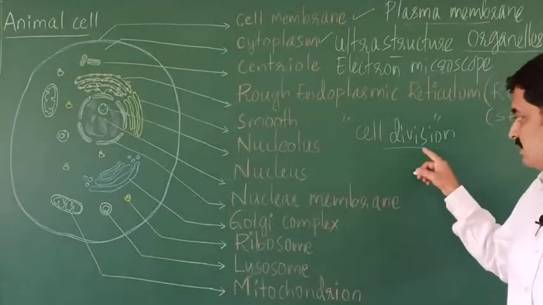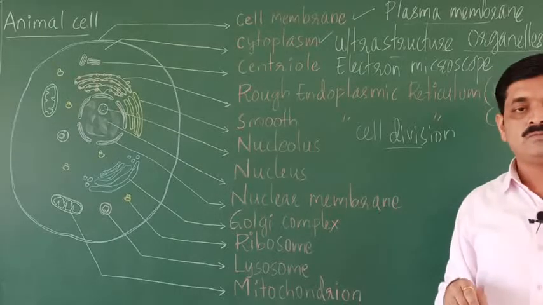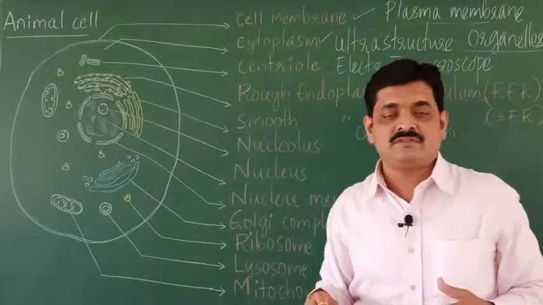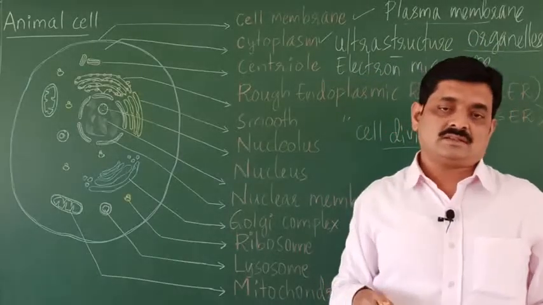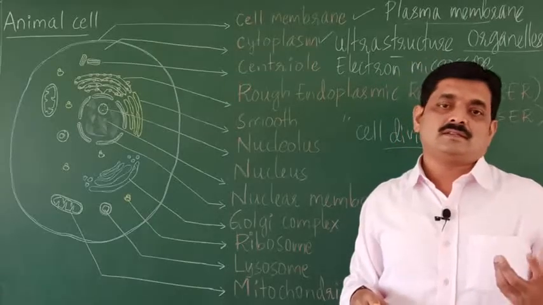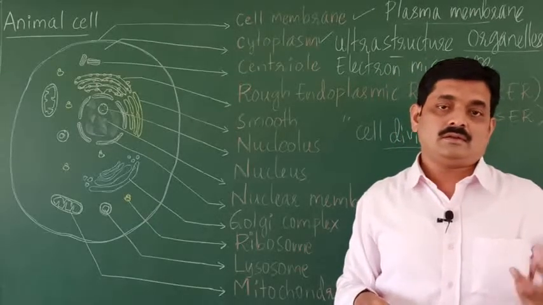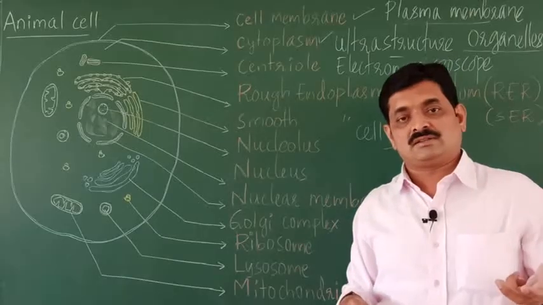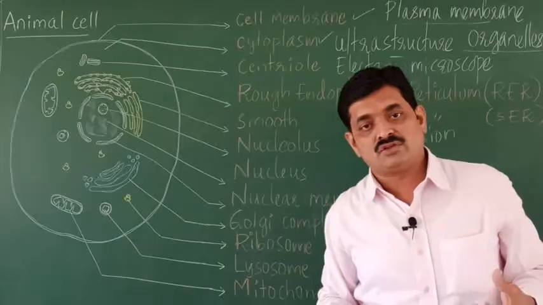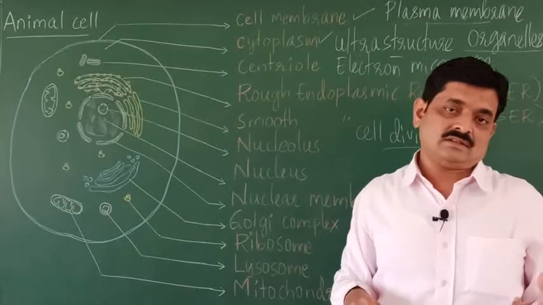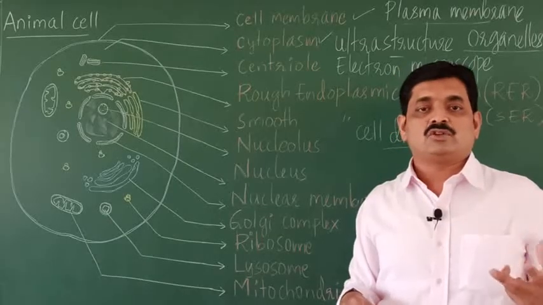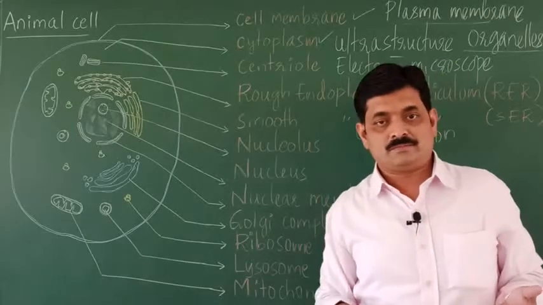Centrioles are involved in cell division, right? What is cell division? It is the process of division of cells, the process where cells divide. One cell divides to produce two cells, two divide to produce four cells. It is called cell division, or division of cells, which is of two types. Already we have discussed, it is mitosis and meiosis, right?